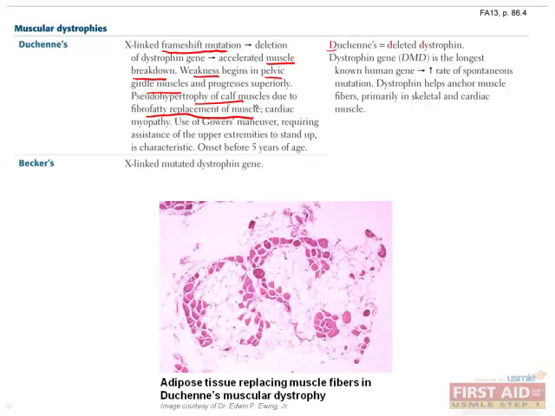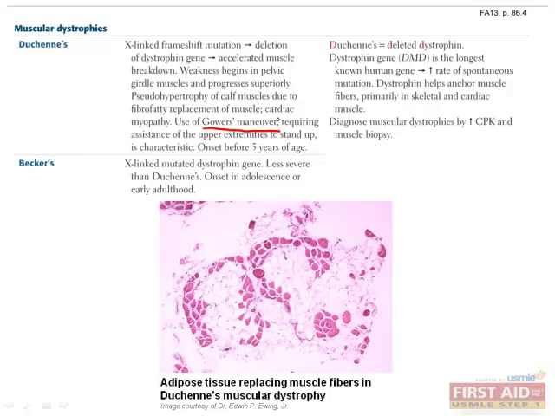This fatty replacement of muscle tissue can be seen in this image, where the darkly staining areas are muscle fibers and the white areas are adipose cells. Becker's is less severe than Duchenne's and results from a less functional dystrophin protein rather than a non-functional protein. It's not caused by a frameshift mutation, but usually something more mild, like a missense mutation. The onset is a bit later, occurring in adolescence or early adulthood.